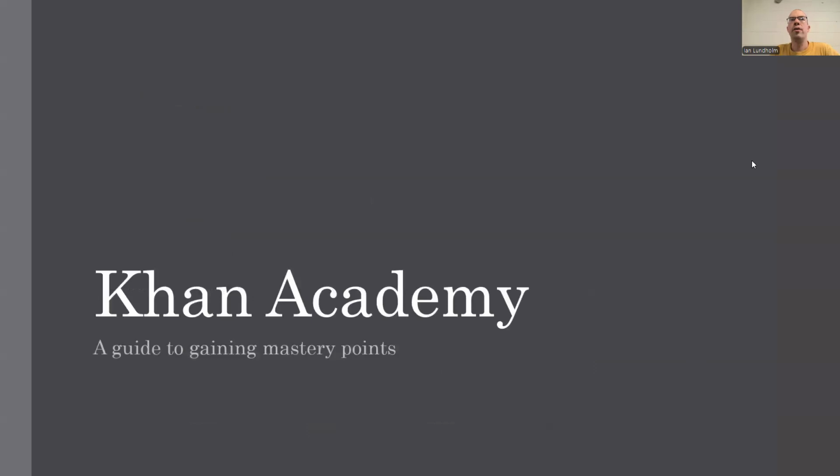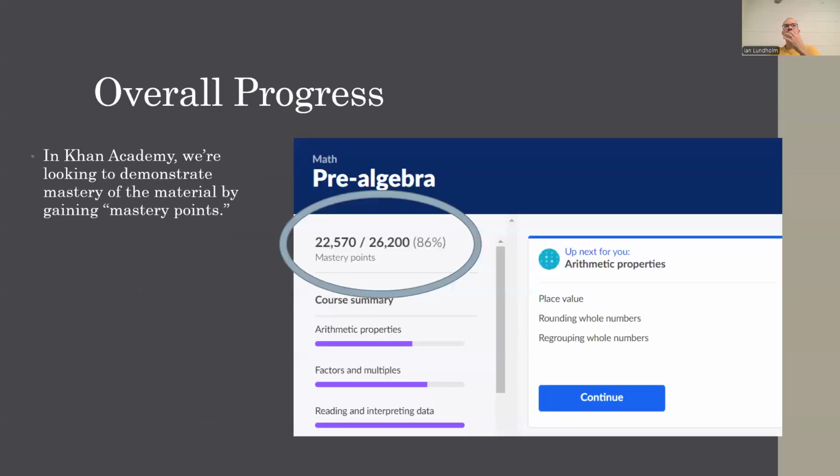Okay, cool. Here's a guide to gaining mastery points. So overall, this is the pre-algebra course. This would be for Math 90. Right now, this says that there are 26,200 mastery points in this course, which means there would be 262 skills overall because each skill is worth 100 points. And what this is telling me is that I've earned 86% of the entire course so far. And down here it gives you progress bars for each one of the units. So it looks like I haven't completely finished arithmetic properties and factors and multiples, but I have finished reading and interpreting data, which is cool.